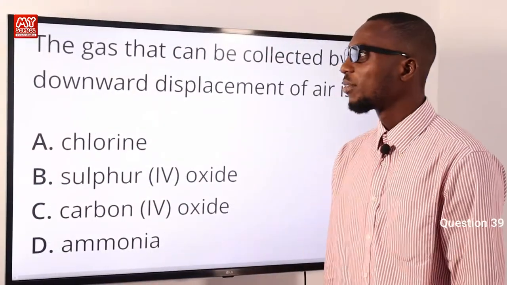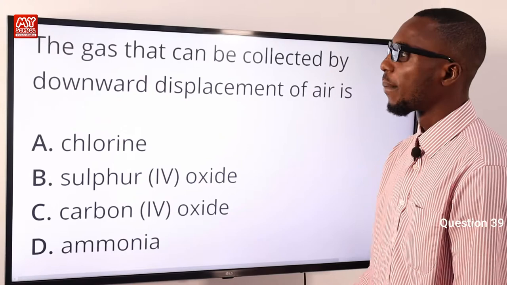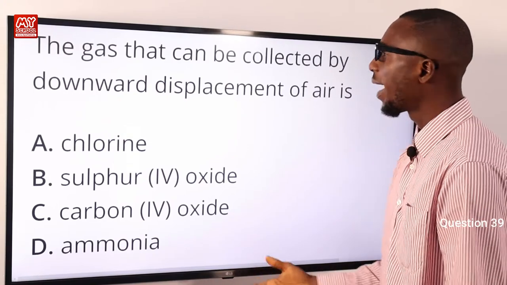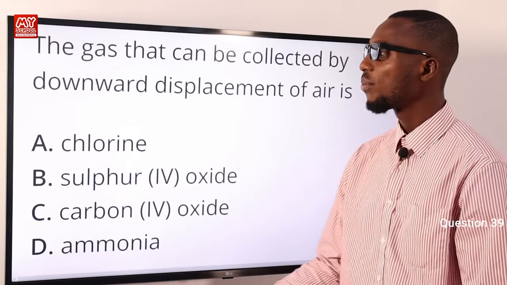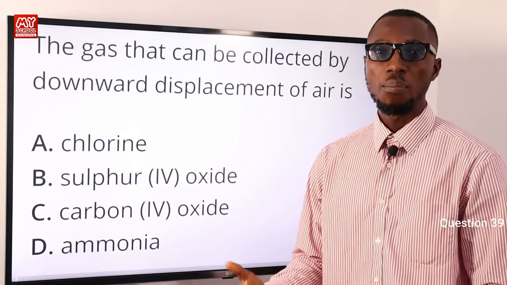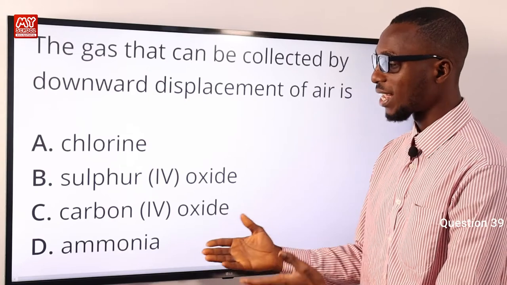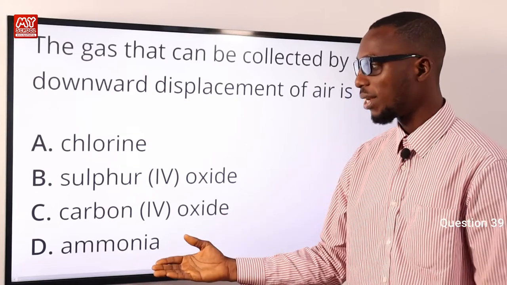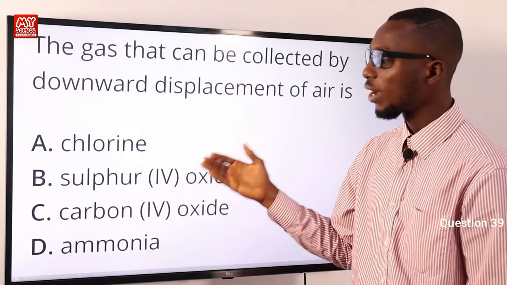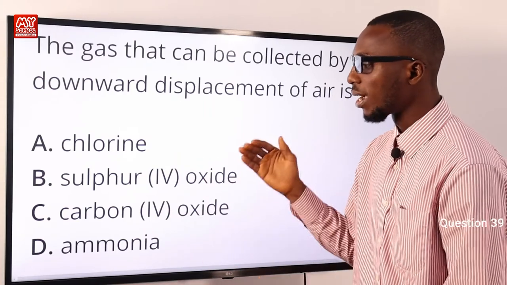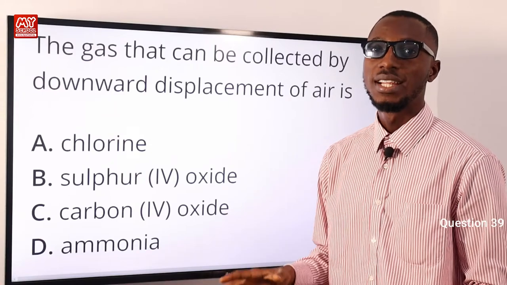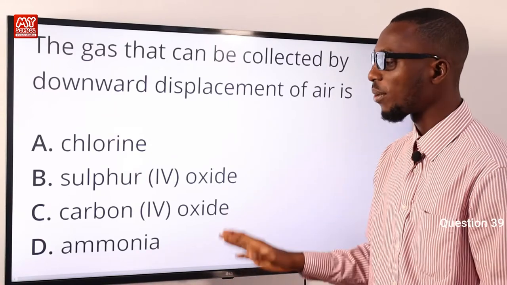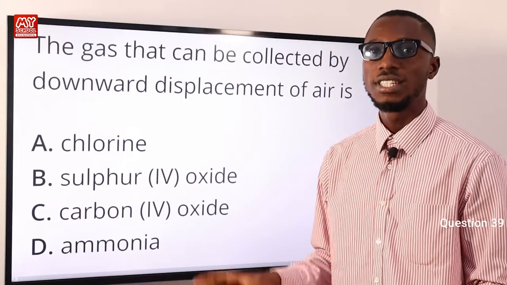We are right on with question 39. The gas that can be collected by downward displacement of air is what? Another word for downward displacement of air is upward delivery, and such gases are hydrogen and ammonia. The other gases we have here, chlorine, sulfur oxide, carbon dioxide, can be collected by downward delivery because they are denser than air. So the correct option here is option D for ammonia.